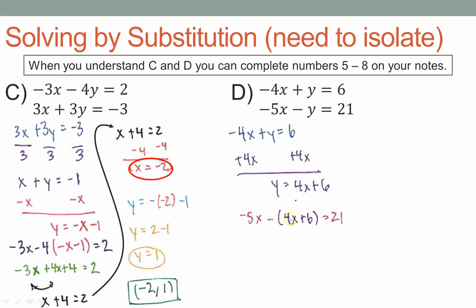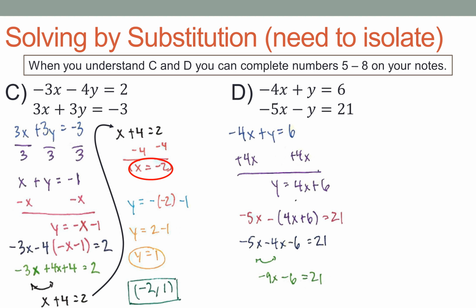Now remember, I always put it in parentheses, and here is why. Negative 5x minus y equals 21 is my original equation, but it subtracts y. So I have what y is equal to, and so I put it in parentheses. So when I substitute it into the second equation, it says negative 5x minus, in parentheses, 4x plus 6 equals 21. And this is important because I can distribute the negative, and that changes the sign. So now I have negative 5x minus 4x minus 6 equals 21.